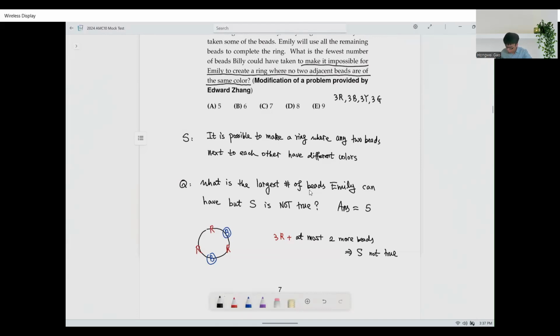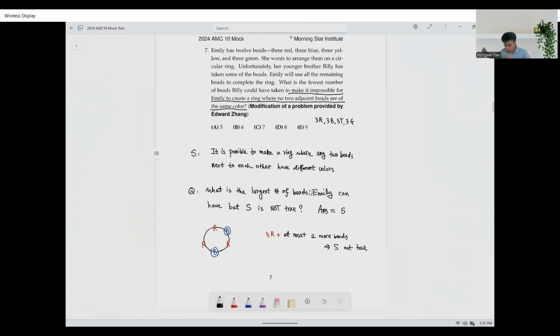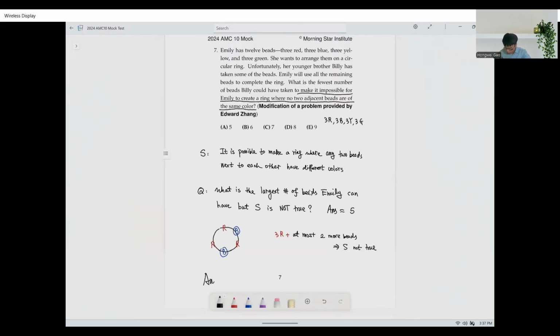Now we go to the answer to our question 7. That's the complement. Because Emily has 12 beads in total, Billy needs to take at least 7 beads. So Emily will have at most 5 beads, and that's possible for Emily to not make such rings. So the answer to question 7 is 7.